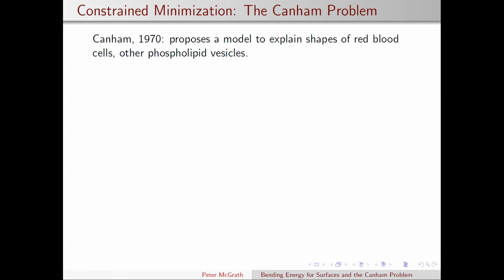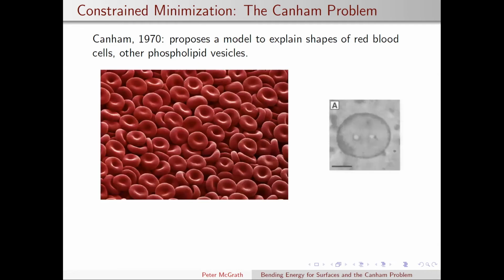But I want to switch gears now, and I want to talk about a constrained version of the preceding problem. So I still want to talk about bending energy, but I want to add an extra geometric constraint. The idea for this problem comes from some biophysicists. Peter Canham in the early 70s proposed a model that should explain the shape of a red blood cell. If you've ever looked at a picture of a red blood cell, they have this kind of funny, what people call biconcave shape. So they're topologically spheres, but they're dented at the top and bottom.